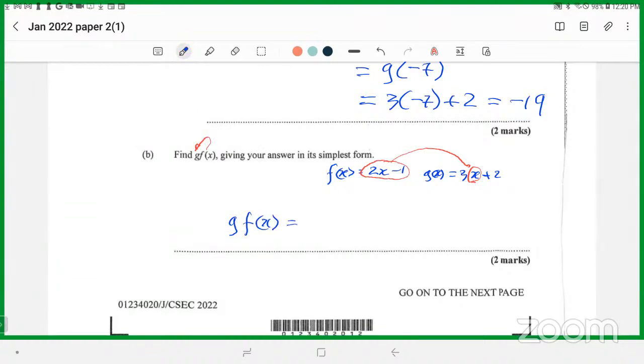When we set it up, it becomes 3 times, where the x is, we are putting 2x minus 1, and then add back this 2. Let's write what it simplifies into right here. The 3 times the 2x is 6x. The 3 times the negative 1 is negative 3. Negative 3 plus 2 gives us a negative 1. This is the answer for a composite function. Very good?